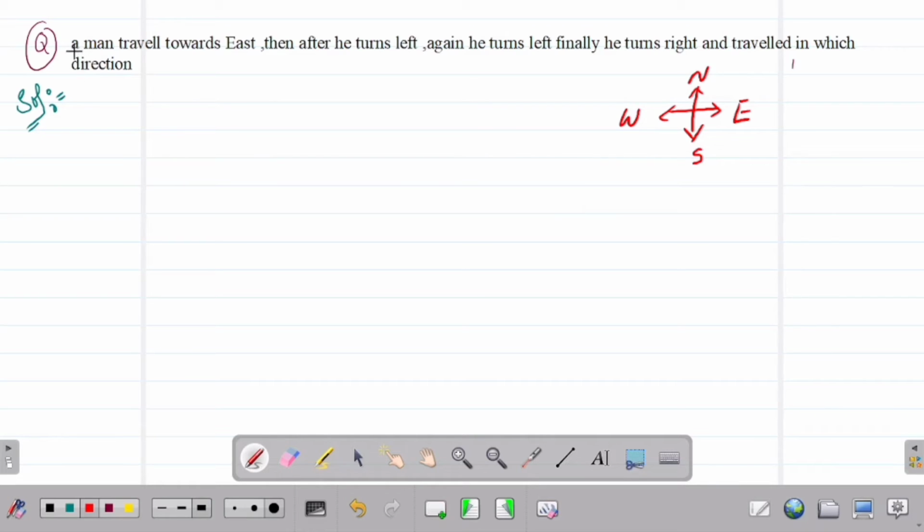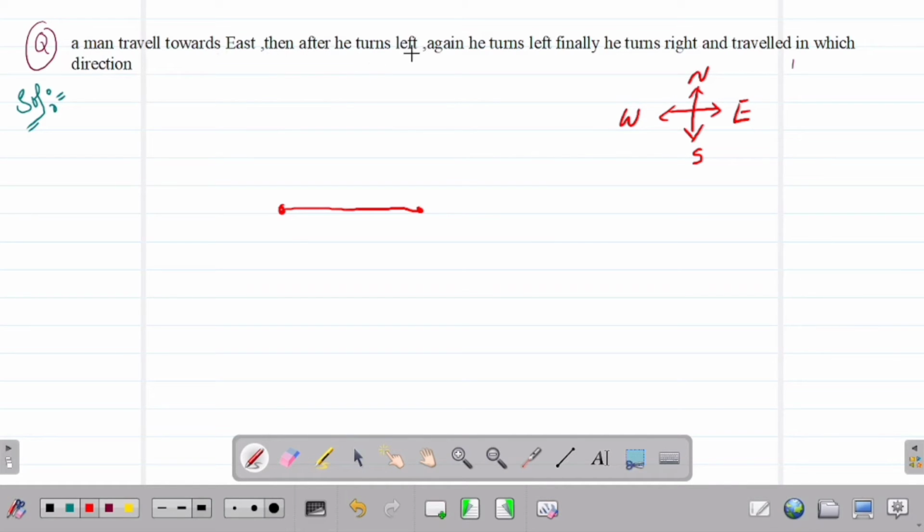Now a man travels towards the east. Suppose this is the starting point. He is traveling towards the east direction, so this is the east direction, right? Then after here, now he is here, right? A man travels towards the east.